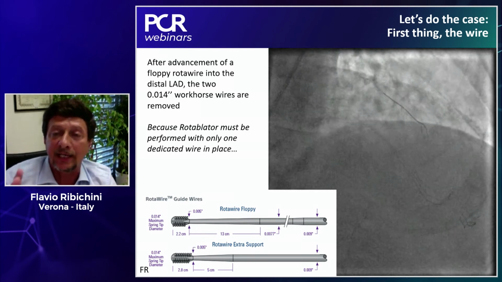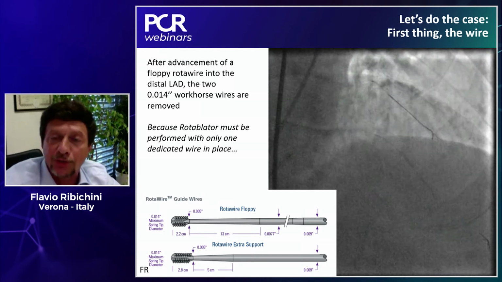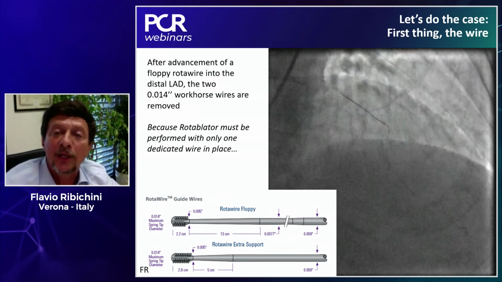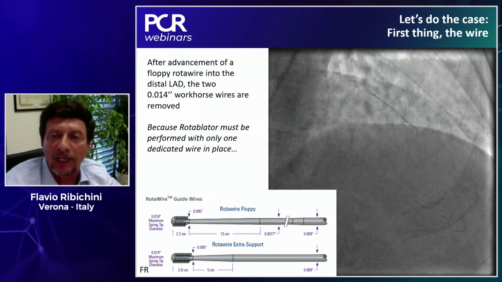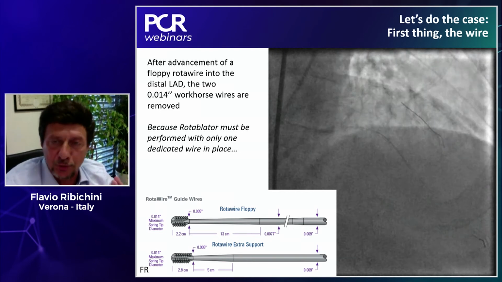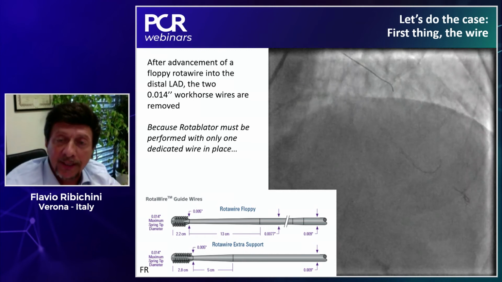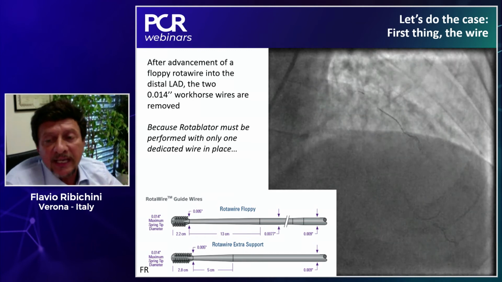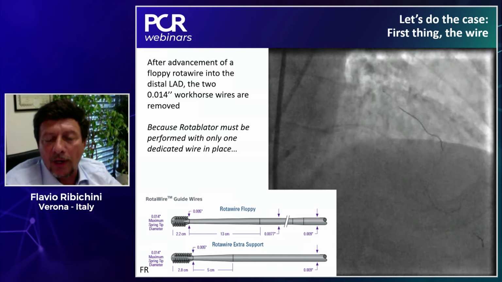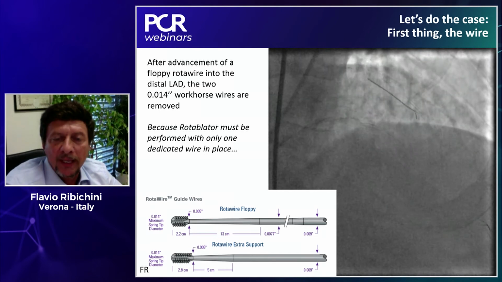Rotablation needs dedicated wires. These are called rota wires. There are two types of rota wires. One is a floppy one, which is a little bit easier to manipulate and gives less support. And the other one is the extra support. It's a little bit more rigid and gives more support. In this case, I think any would fit, and I decided to use the regular floppy wire.